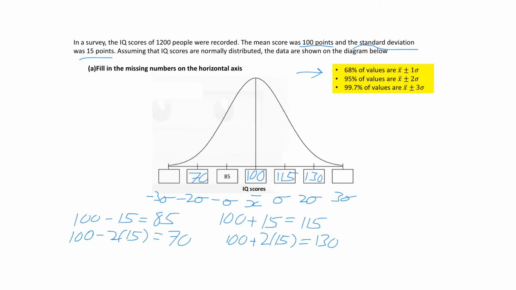Lastly then, we're going to have 100 take 3 standard deviations. So 3 times 15 is 45, so 100 take 45 then is 55. And then we're going to have 100 plus 3 standard deviations. So 100 plus 45 is 145. And that's it done. Another way you could have done it is you could have seen that it's going up in 15, so just keep adding 15, and also keep subtracting 15 from 100.